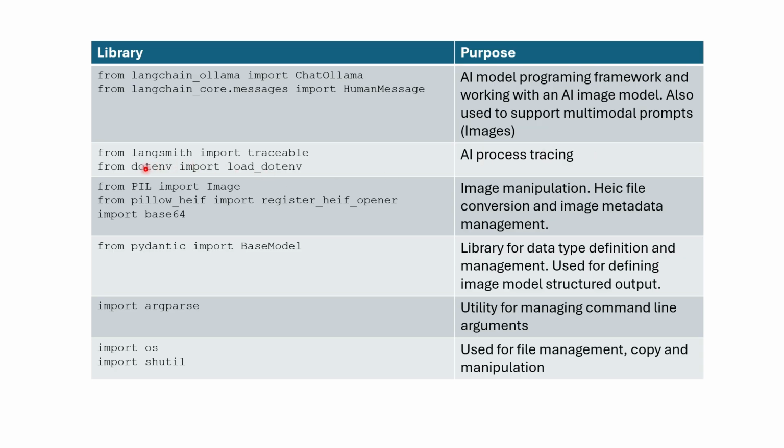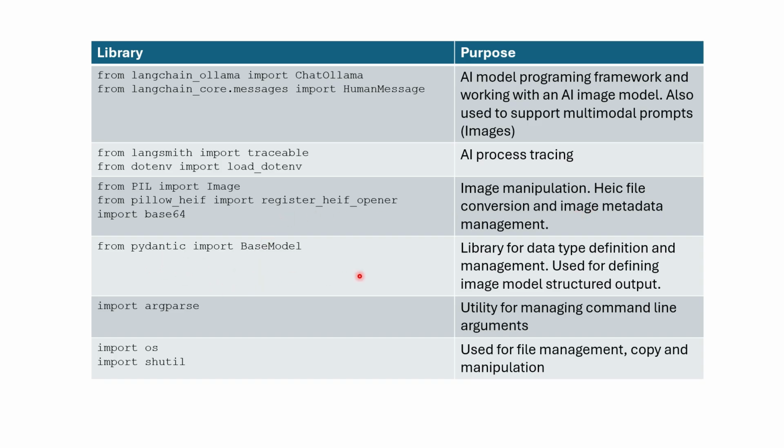And to do that, I also use the .env library to load in a .env file that contains information about where Langsmith has been hosted and what the properties of the traces are. Other libraries I'm using are the PIL library and the pillow-heif library, really just for image manipulation, mainly using it to convert heic files to JPEGs, and also make sure that I copy any metadata in the heic file over to the JPEG file.